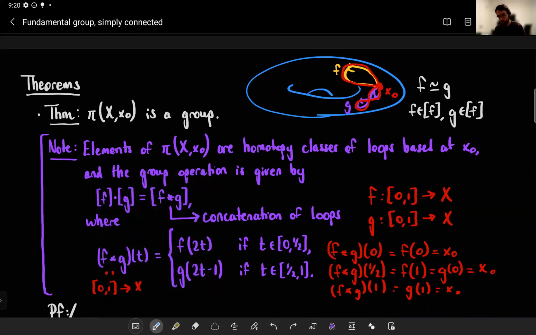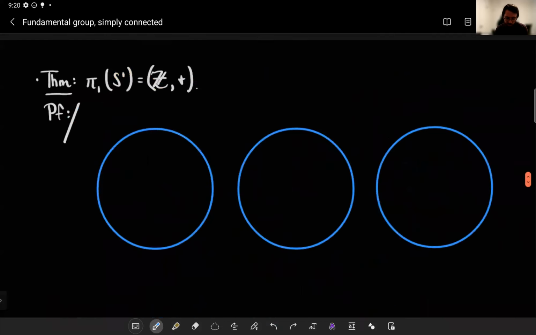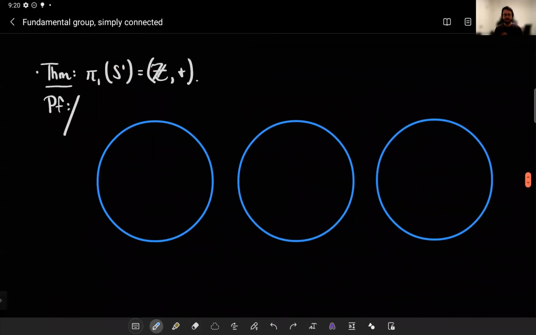After all this work, you're probably completely lost and your mind is crumbling. So let's see an example, calling it a theorem, but I'm not really going to prove it. I'm just going to show it as an example. The fundamental group of the circle is the additive group of the integers, right? So the integers under addition.